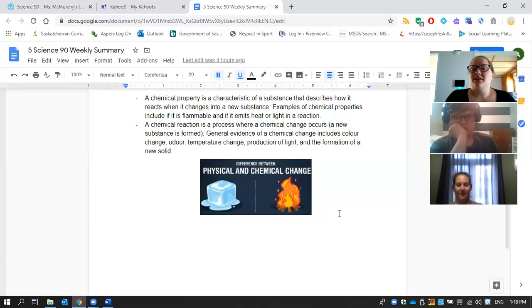Okay. So essentially, when we're looking at the difference between a physical and chemical change, here's an example: say an ice cube is melting. That's just changing its state of matter. It's going from a solid to a liquid. It's still H2O. It's still water. So that in itself is not a chemical change. The composition of it hasn't changed. We've just changed how it looks, essentially.